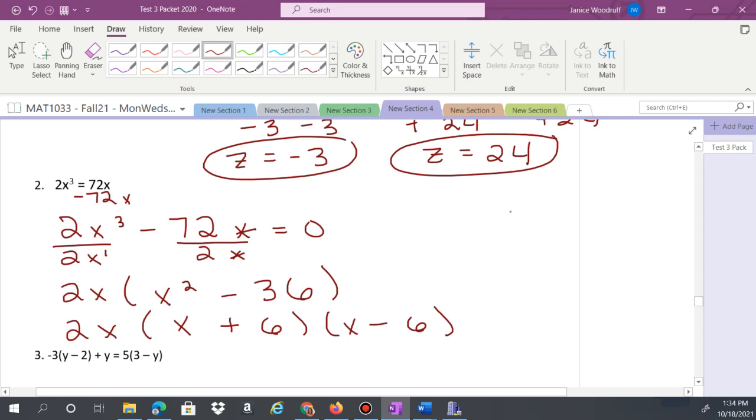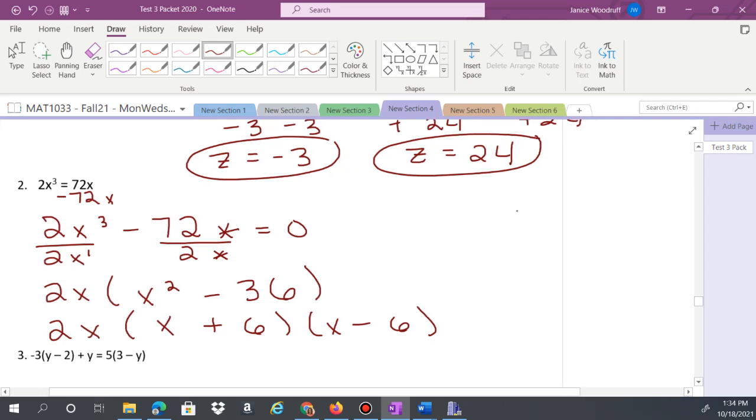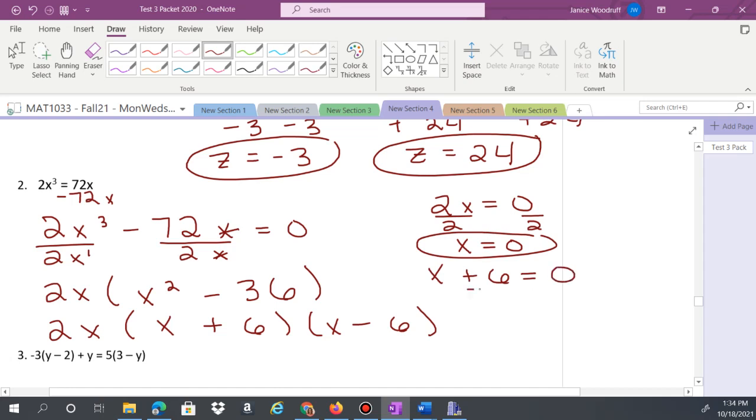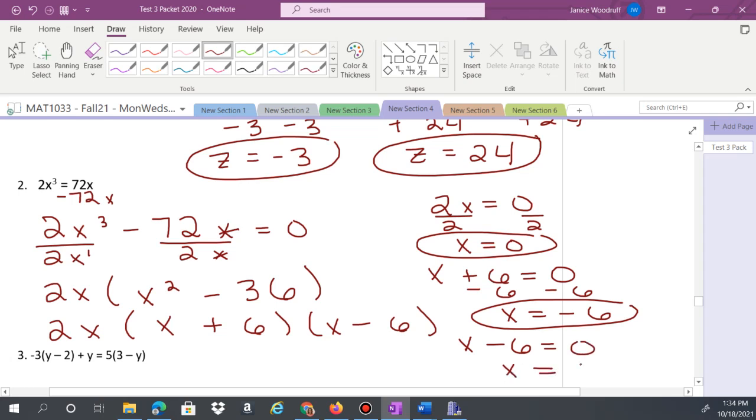So then I'm going to take each factor and set it equal to 0. So I get 2x equals 0. Divide by 2 there. That's going to give me x equals 0. x plus 6 equals 0. I'm going to subtract 6 here. That's going to give me a negative 6. And then x minus 6 equals 0. I'll add 6, and that'll give me x equals positive 6. So I get 3 answers there: 0, negative 6, positive 6.